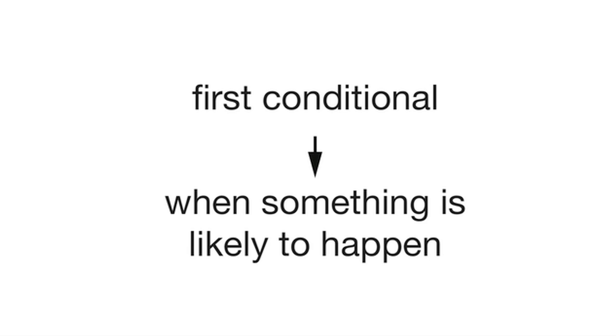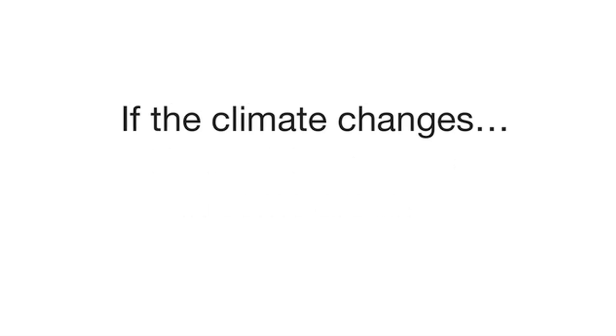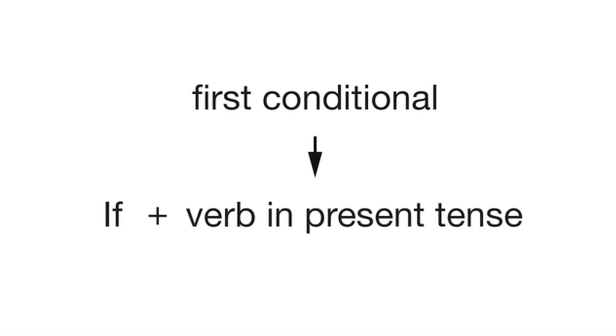Let's see another example of the first conditional from the movie. If the climate changes, there will be floods in some areas. What tense is the verb which is in the if part of the sentence? If the climate changes, changes. The verb that is in the if part of the sentence is in the present tense. The first conditional is if followed by a verb in the present tense.